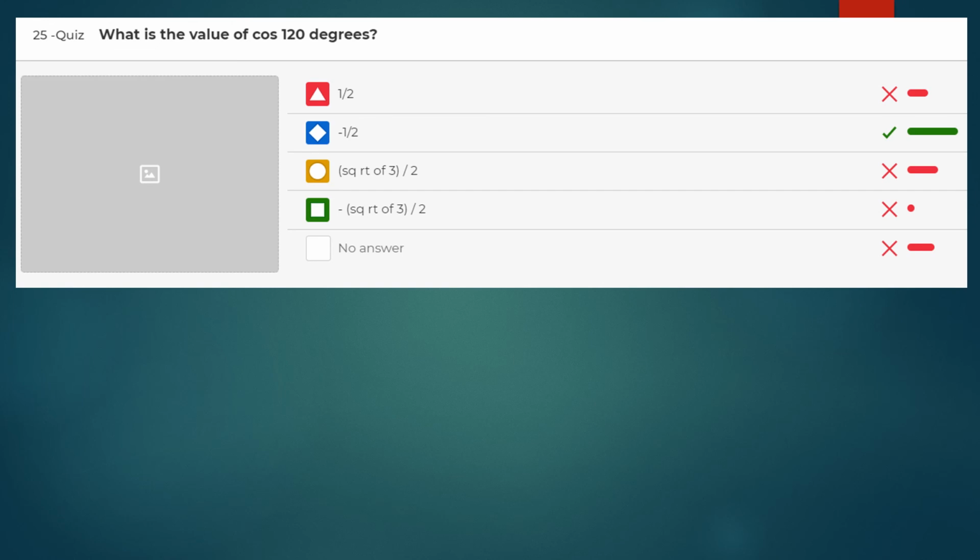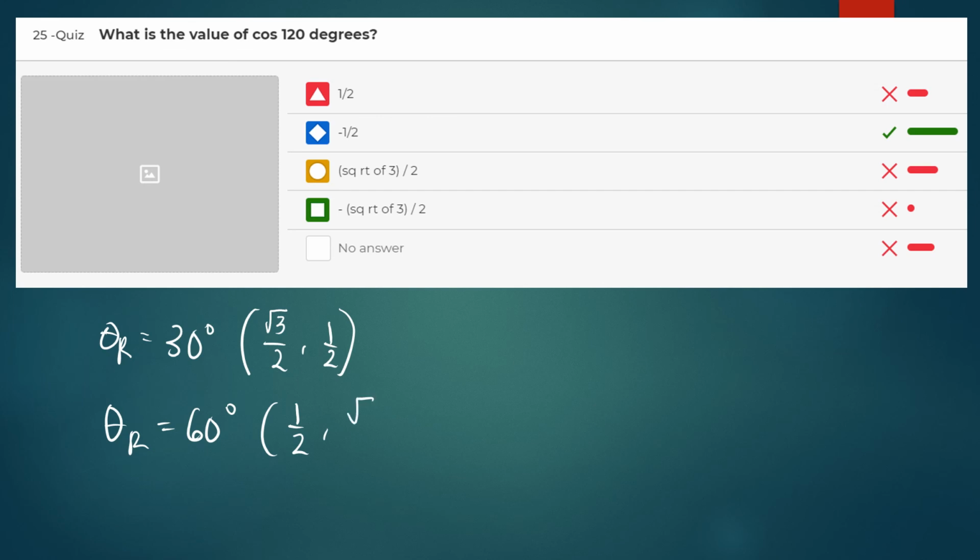If the reference angle is 30 degrees, the ordered pair is square root of 3 over 2 and 1/2. This comes in if you can still remember your lessons on the unit circle. If the reference angle is 60 degrees, it is reversed: 1/2, then square root of 3 over 2. And if the reference angle is 45 degrees, it is easy to memorize: square root of 2 over 2, square root of 2 over 2. Just be careful with the 30 and 60 degrees so you won't get confused.